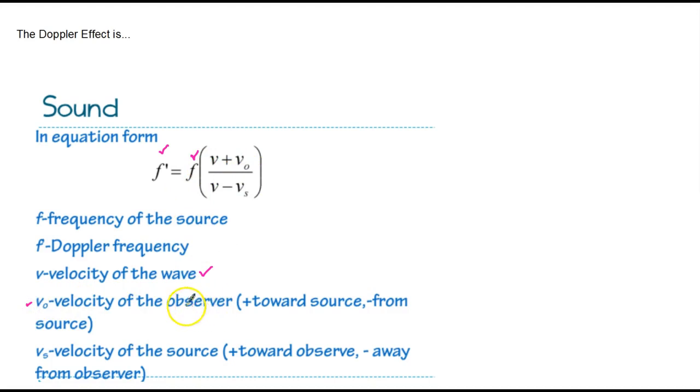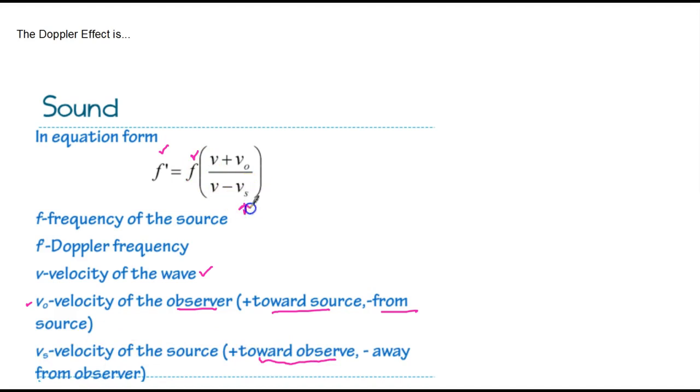V0 is the velocity of the observer. If the observer is moving towards the source, then that is a positive value. If it's moving away from the source, it's negative. And if the observer is not moving, it's 0. And Vs is the velocity of the source. Again, it is positive if it's moving towards.